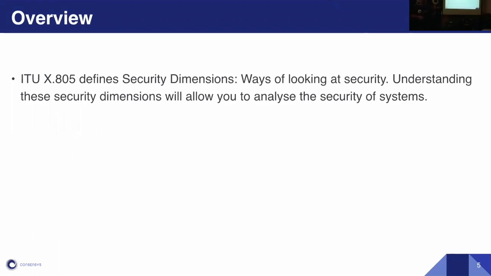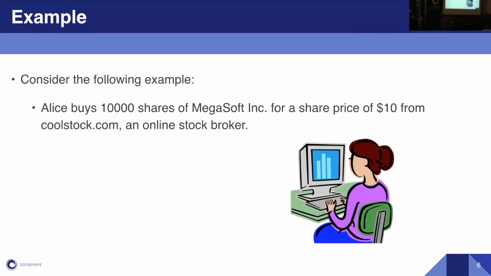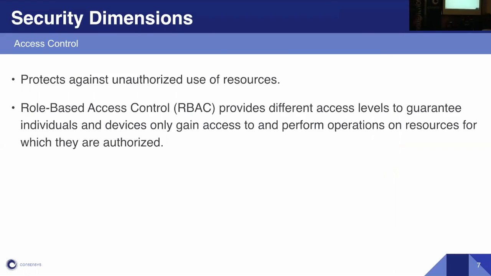So ITU X.805 came up with a way of looking at security, and they defined some security dimensions. That's a really good way of understanding security. And to help us all work it through, I'm going to do an example. So we've got Alice, who's that lady just there, and she wants to buy some shares in a company for a certain price at an online stockbroker. So it almost feels like a dated example because she's using a VDU screen there, but anyway, not CRT. But yeah. Anyway, so access control.